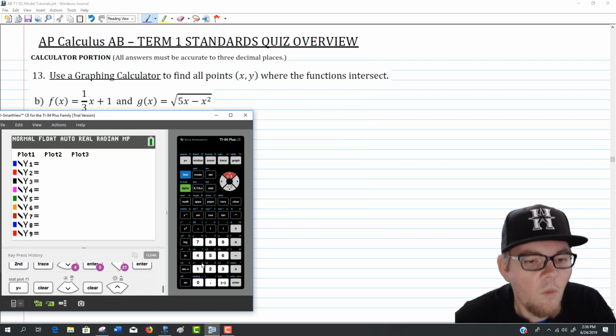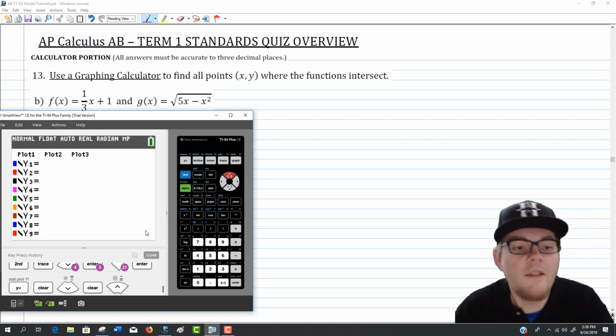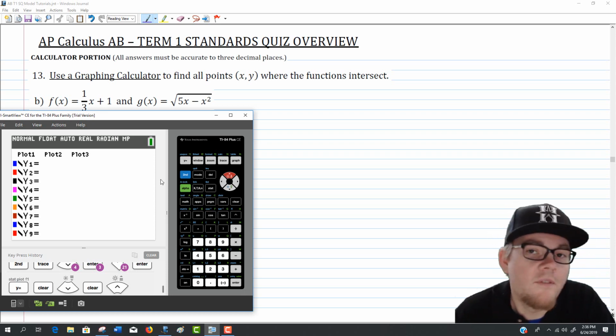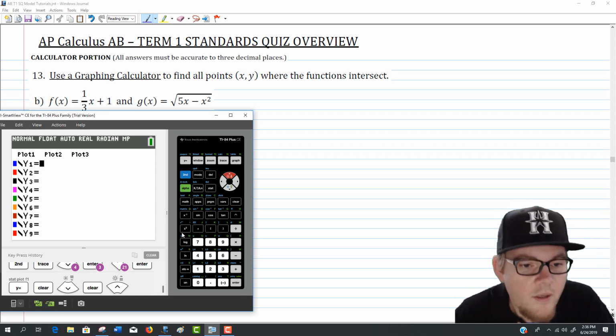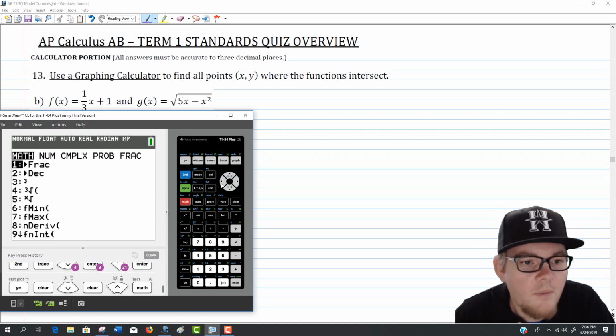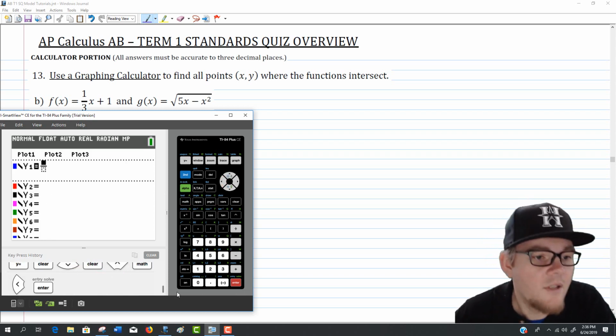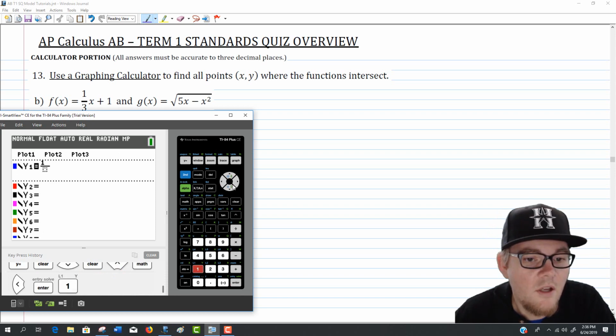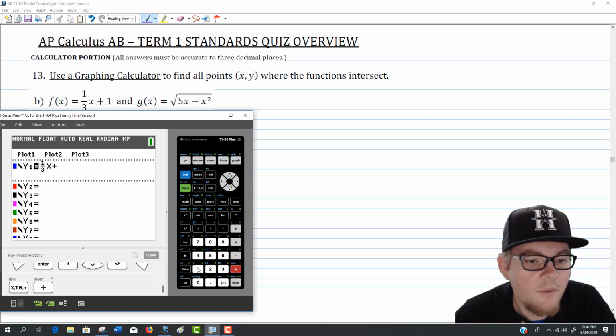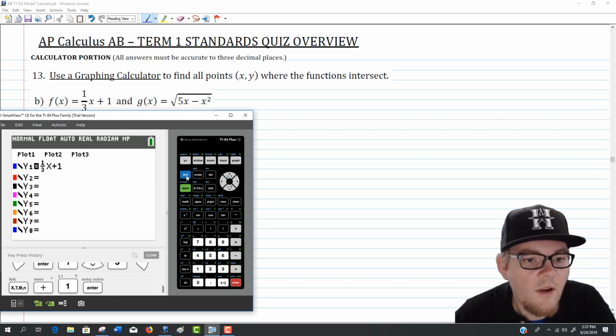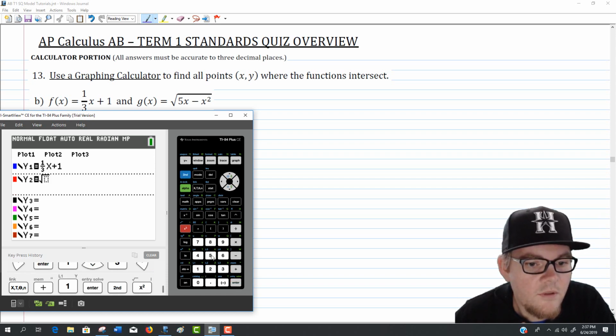So looking in here, I've got 1/3 x plus 1. Now there's a bunch of different ways. You could just type in 1 divide 3 x and then plus 1. But there's this cool feature inside here. I'm going to go to math and then fraction. And it gives us that n over d option. That actually lets us input this as a fraction, which is just kind of a neat thing to be able to do. So we have 1/3 x plus 1. Our second graph is going to be the square root of, it looks like 5x minus x squared.